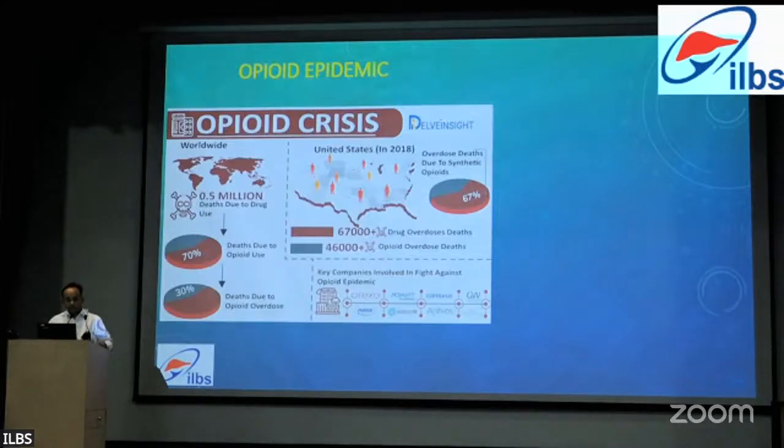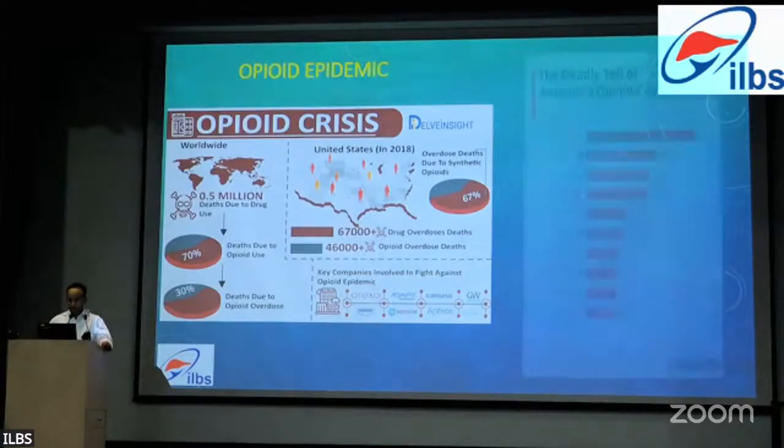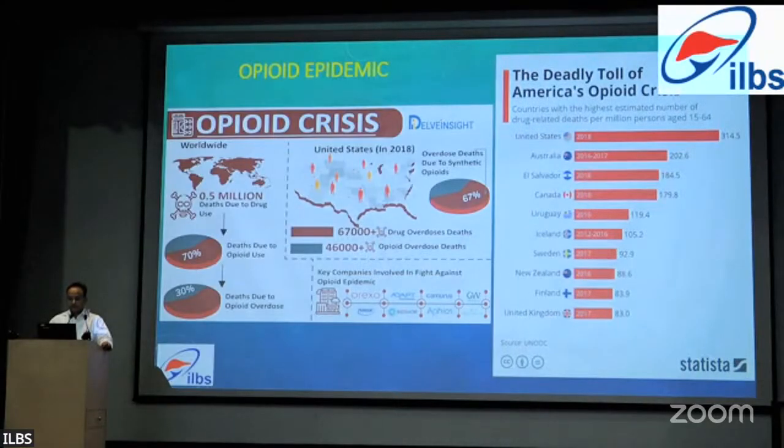According to WHO, worldwide, around 0.5 million deaths occur annually due to drug use, out of which 70% of deaths are due to opioid use, of which 30% occur due to opioid overdose. As per this data, the United States has the highest estimated number of drug-related deaths per million population aged 15 to 64 years, at more than 300 deaths per million population, which is far more than the other countries. Even countries like Australia, Canada, and parts of Europe have reported very high mortality rates with opioid overdose. So it is not merely a Western problem, now it is a global health problem.